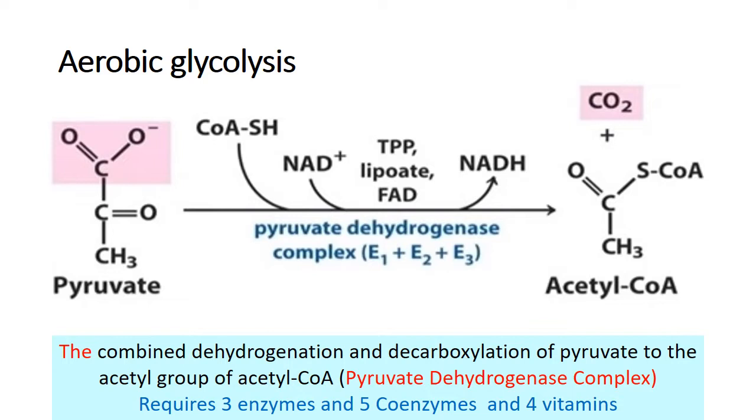E2 catalyzes the transfer of the acetyl group to coenzyme A, forming acetyl-CoA, whereas E3 catalyzes the regeneration of the disulfide, or oxidized form, of lipoate. Electrons pass first to FAD, then to NAD. The NADH produced during this reaction transfers its electrons to oxygen, which ultimately generates 2.5 molecules of ATP per pair of electrons. So as a result, we have acetyl-CoA that enters into the TCA cycle.